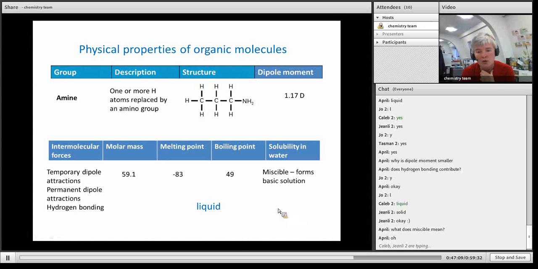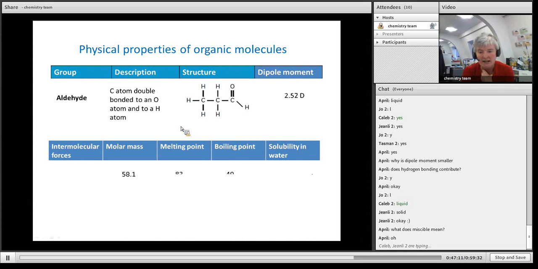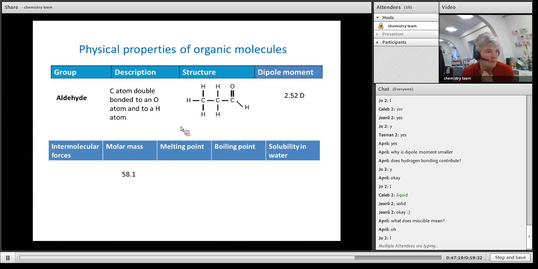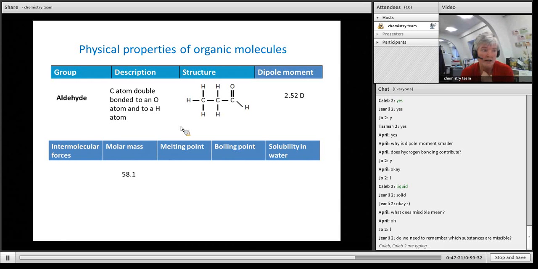Aldehydes. What can you tell me about this aldehyde? Is it going to be a gas, liquid, or solid? Liquid. Good. Okay, it's got quite a high dipole moment because of that carbonyl.